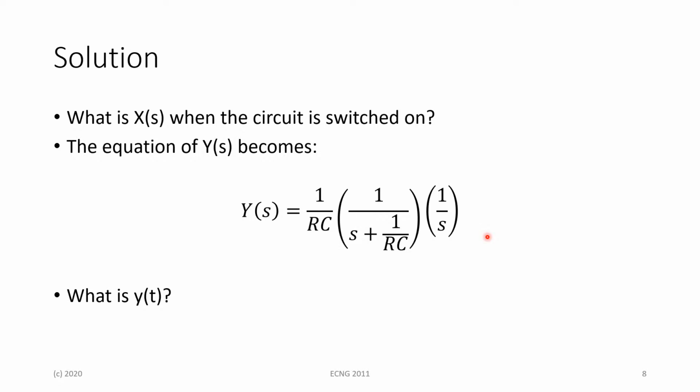So yes, the main objective is to get the outputs y of t in terms of the inputs x of t. You mix up your terms a little bit, so y would be our outputs and x will be our inputs.